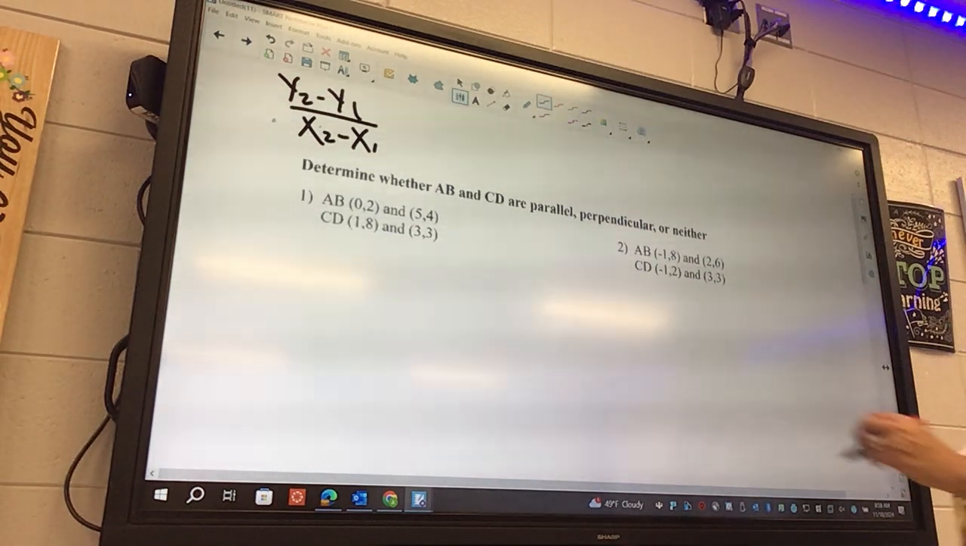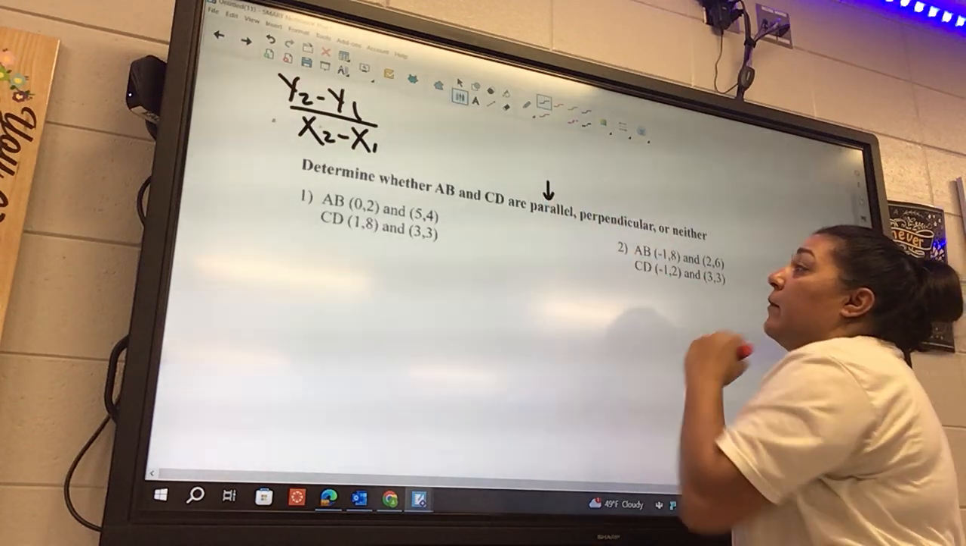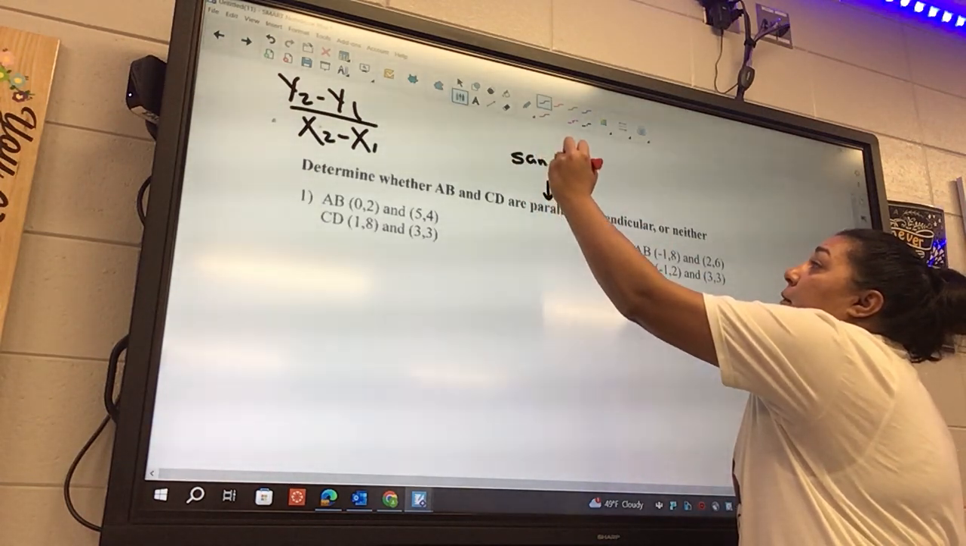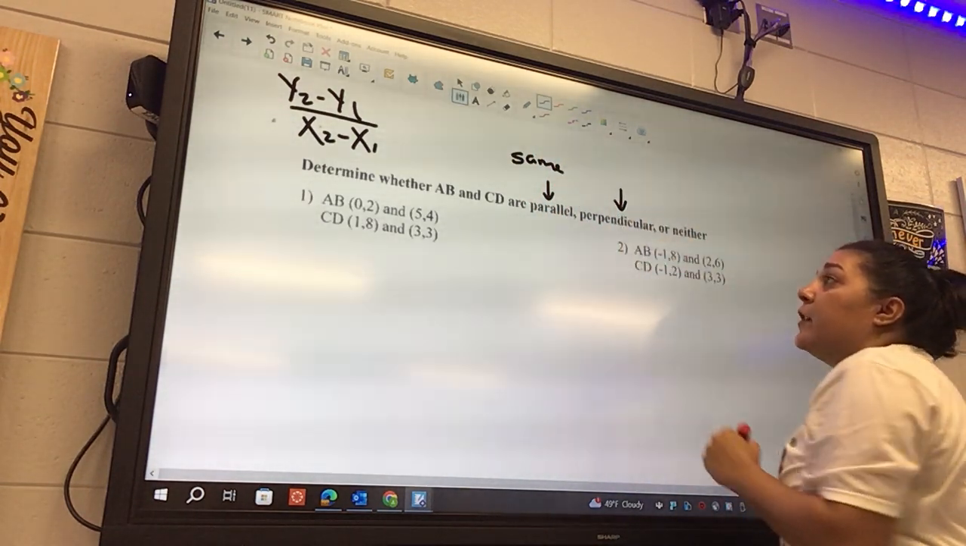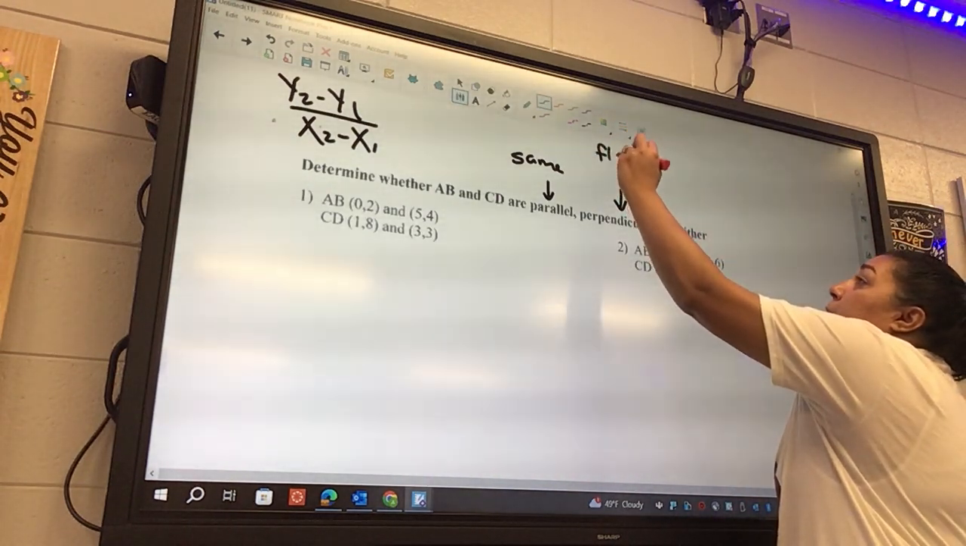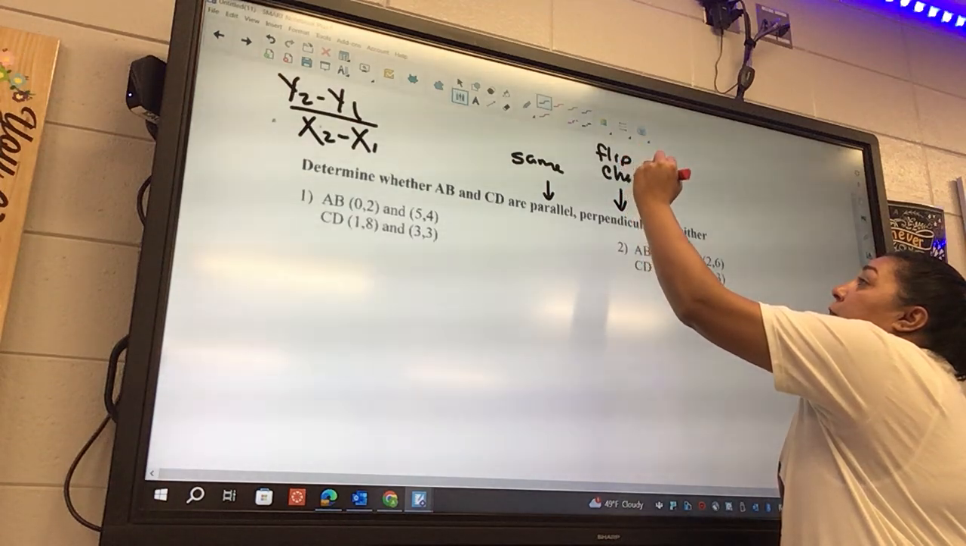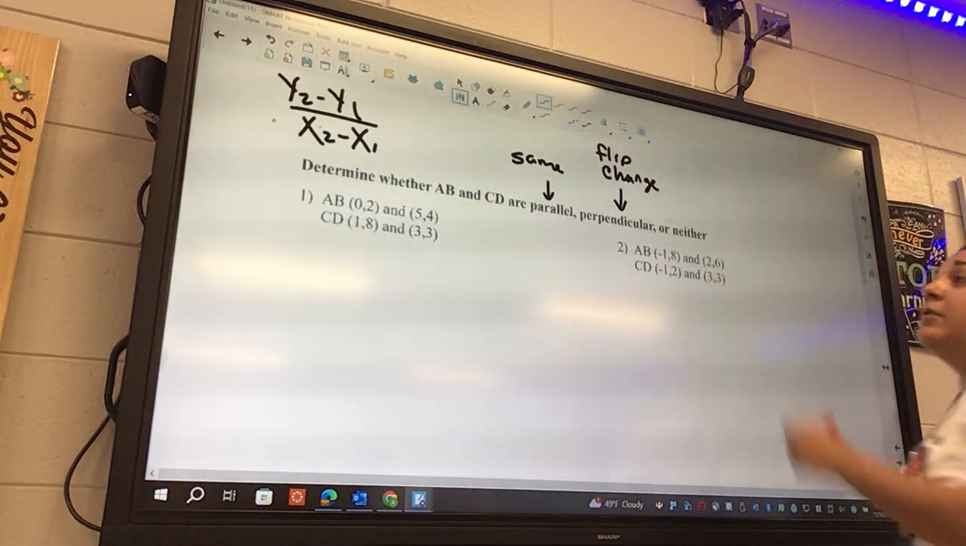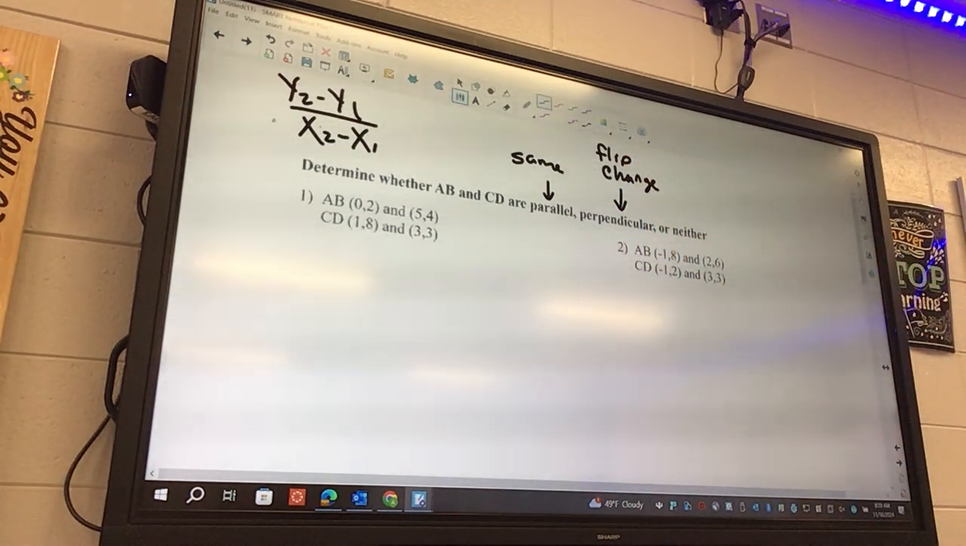Okay, what is parallel? It's going to be the same number. Perpendicular is going to be what? They're going to be flipped and changed. And neither is just going to be, they're different. So we're going to start off with AB.